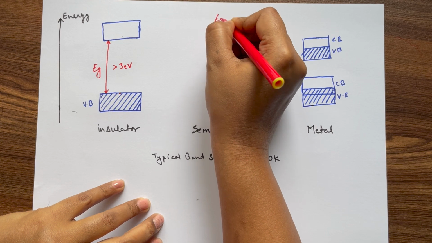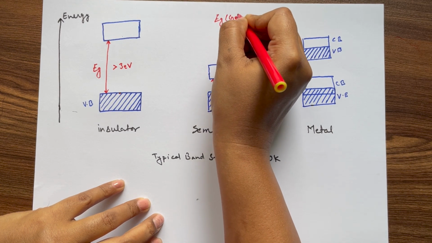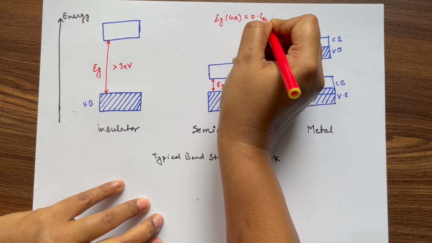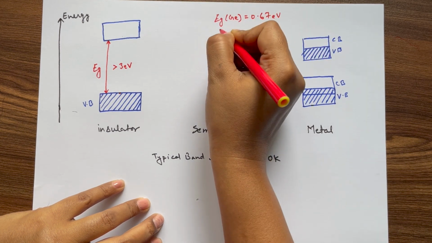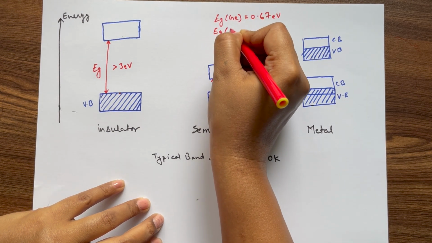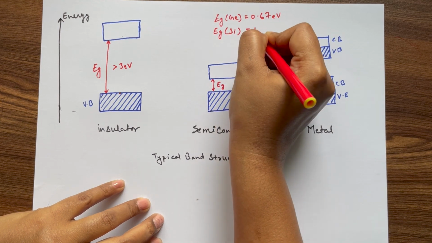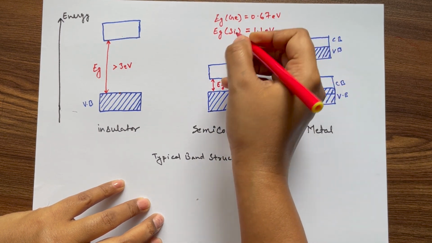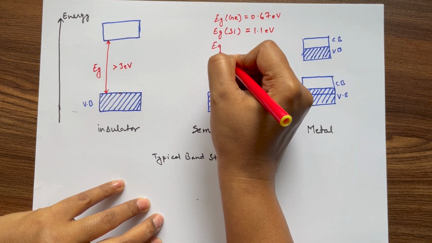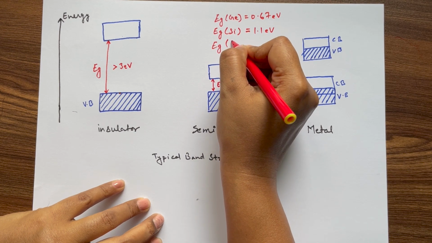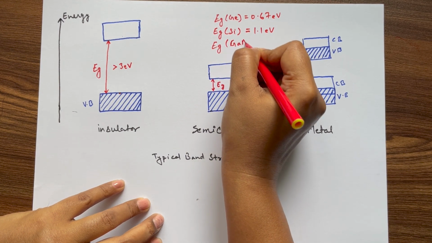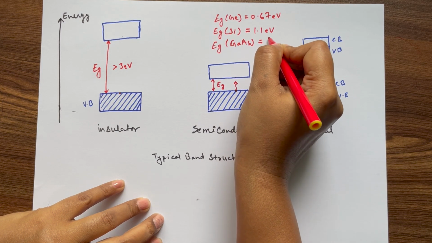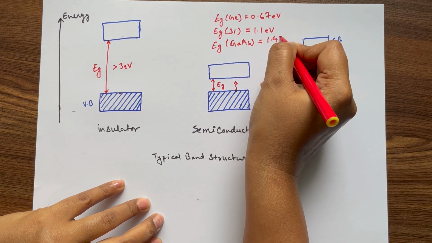So the energy gap for germanium is 0.67 electron volt. Energy gap for silicon is 1.1 electron volt, and energy gap for gallium arsenide is 1.43 electron volts.